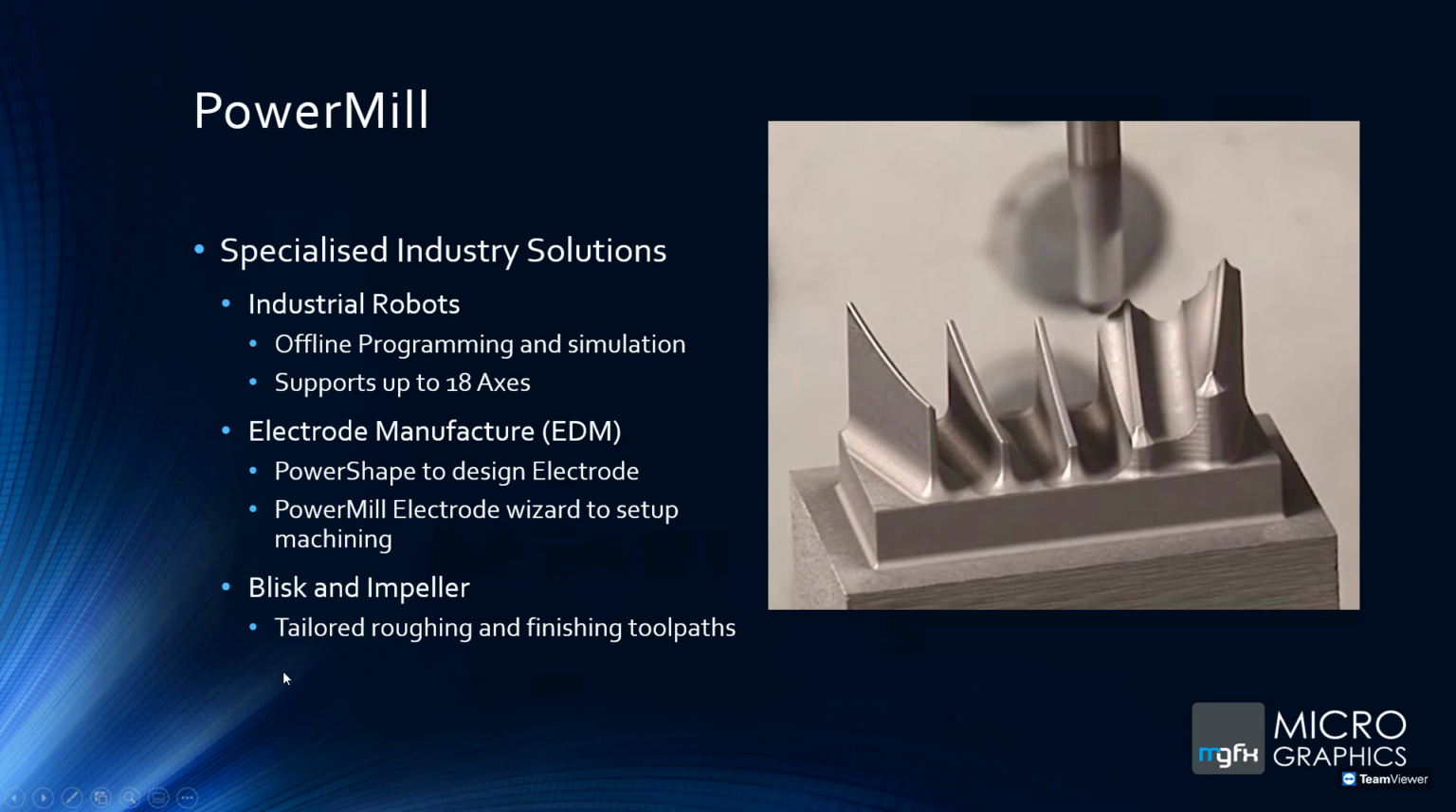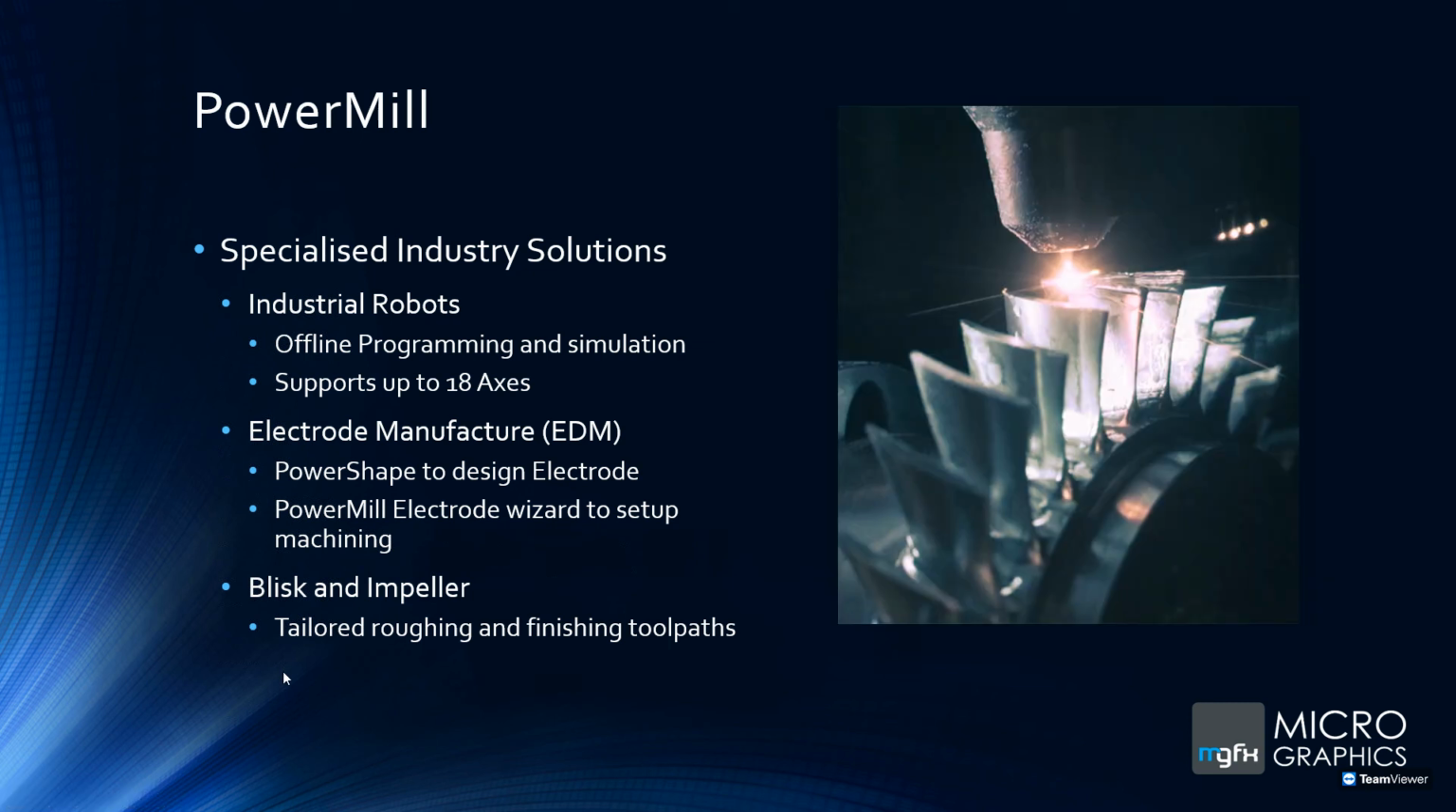Then last one to cover is the Blisk and Impeller machining. So there are roughing and finishing toolpaths that are specifically tailored for Blisk and Impeller machining. And these have been built into a toolpath wizard that allows you to select geometry on that Blisk, and it will then generate the machining process. These are generally 5-axis machining processes that need to be very accurate to generate turbine blades. And so this gives you a much easier way of generating that complex shape that is required.